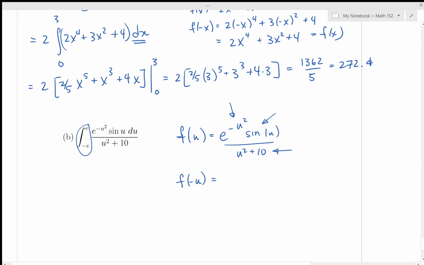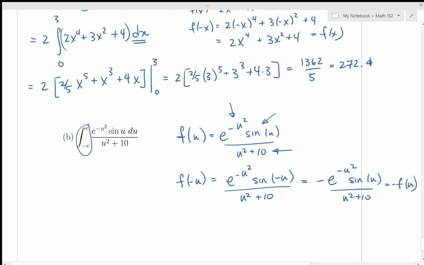If that's unsatisfactory, what you can do is just check by saying, okay, let me see what is f of minus u. Well, that's going to be e to the minus u squared, right? Because minus u times minus u is u squared, so that isn't going to change. This is going to be sine of minus u, and then this is going to be u squared plus 10. But then what is sine of minus u? Sine of minus u is minus sine of u, so this is equal to minus f of u. So I in fact can show that f of minus u is minus f of u. That's the condition of being odd.